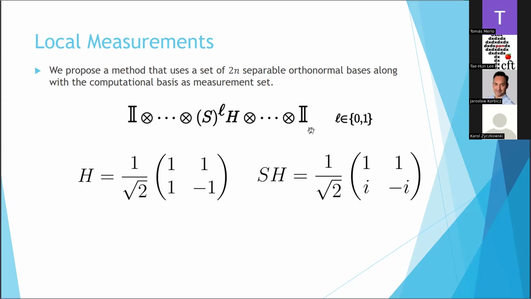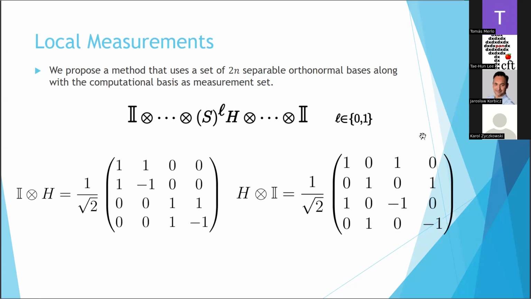And then we apply a set of measurements. That is, we measure all qubits but one in the computational basis, and the one qubit left is measured using this transformation. The transformation can be the Hadamard matrix or the product of S times the Hadamard matrix. If we take the columns of these matrices, this is the basis of eigenstates of the Pauli X observable, and this one is formed by the eigenstates of the Pauli Y matrix.